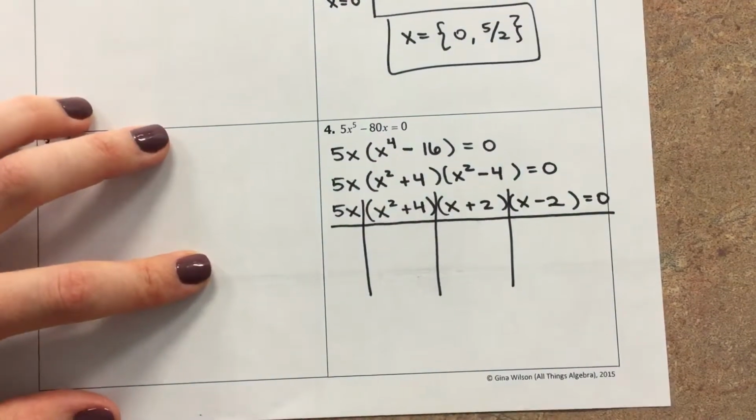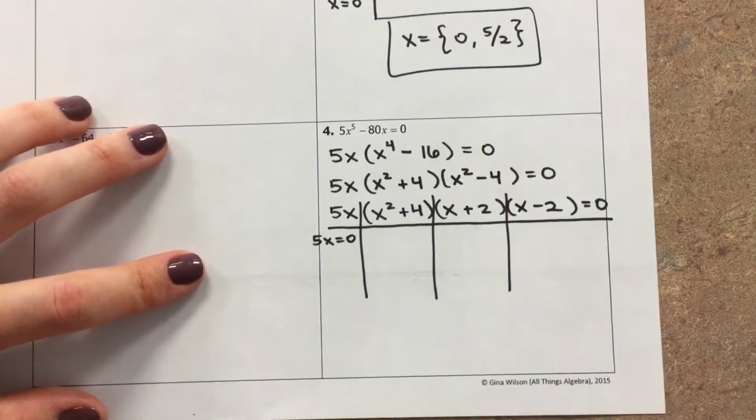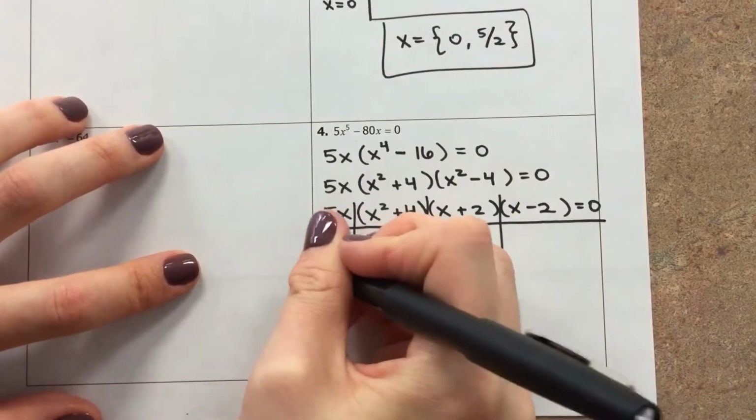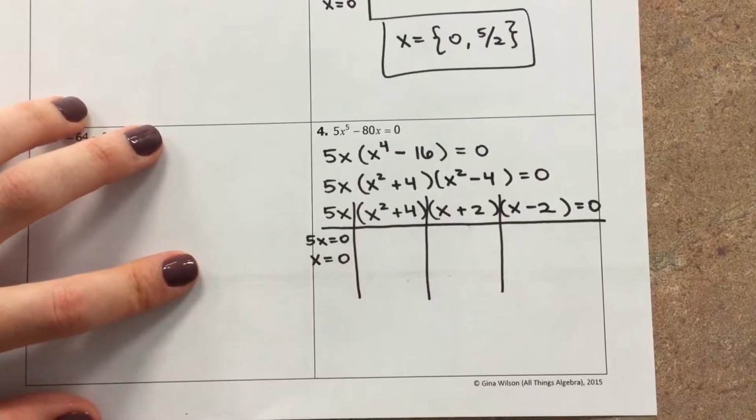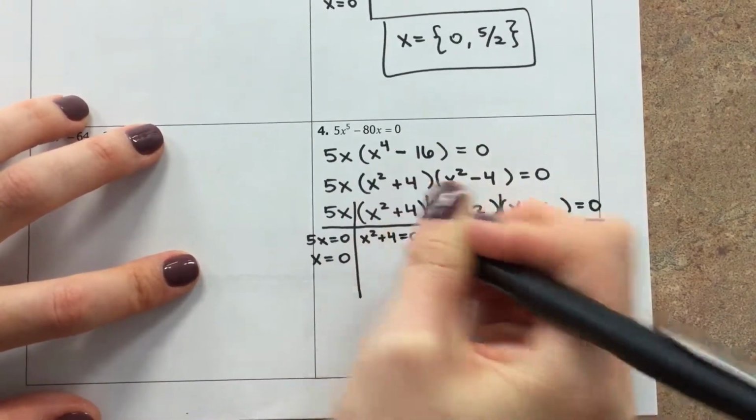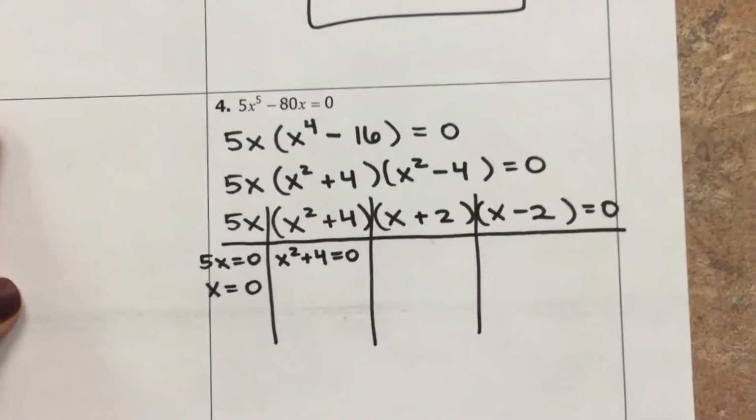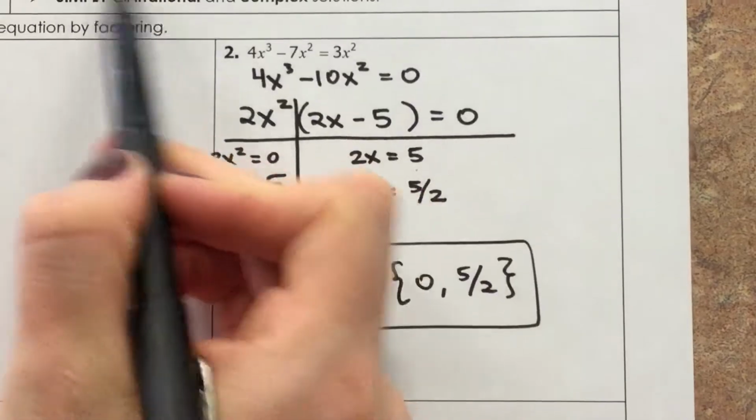So set this one equal to 0. If I take 5x and set that equal to 0, all I have to do is divide by 5, and 0 divided by 5 is still 0. So there's one answer. This one, if I set that equal to 0, x, zoom in on this a little bit. Here we go. So this, I would subtract 4 from both sides because we've got quadratic equations.